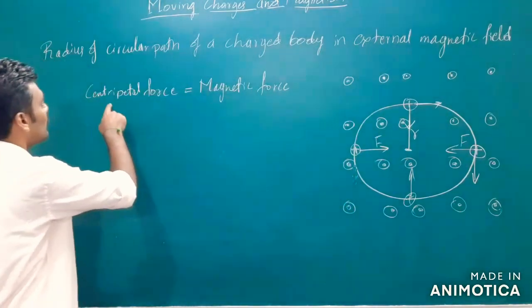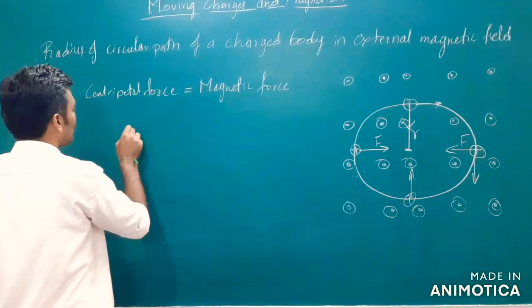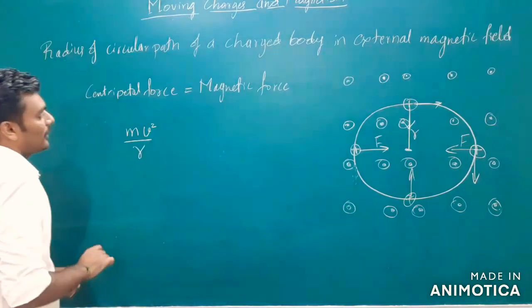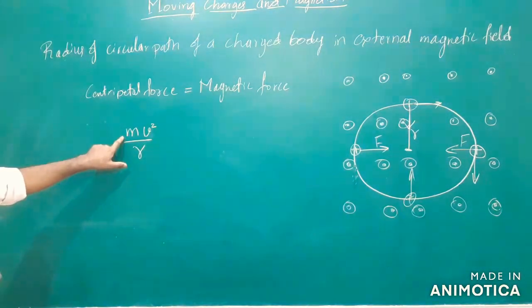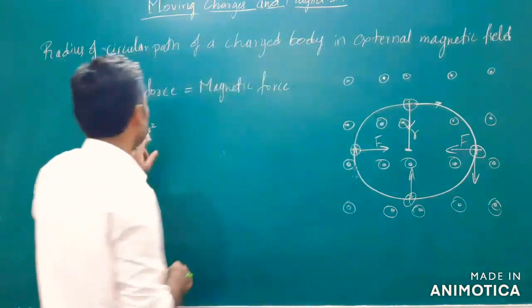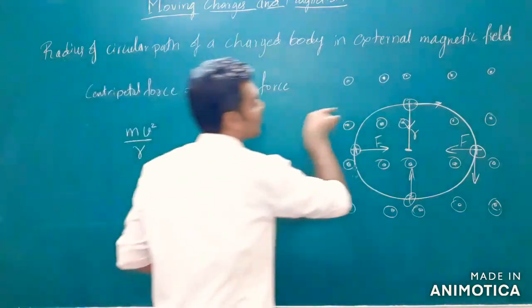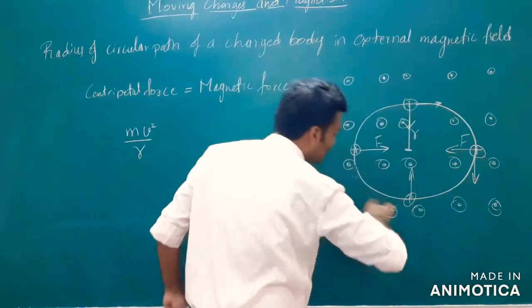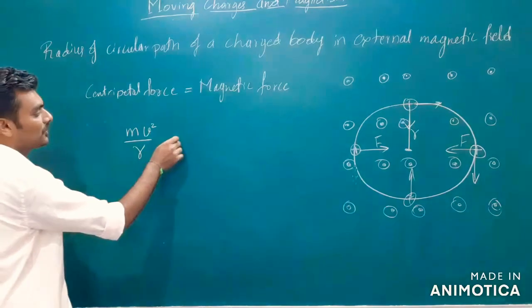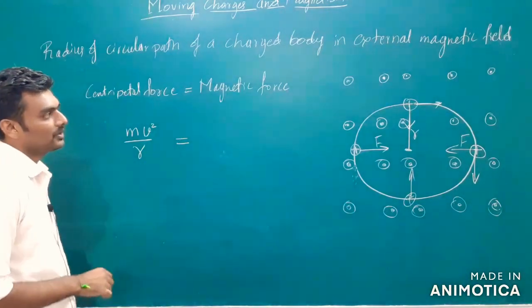Now, what is the expression for centripetal force? The expression for centripetal force is mv squared by r. What is m? m is the mass of the charged body moving here. v is the speed with which the charged body enters, and the same speed is maintained in the circular path. r is the radius of the circular path, and this is equal to the magnetic force.